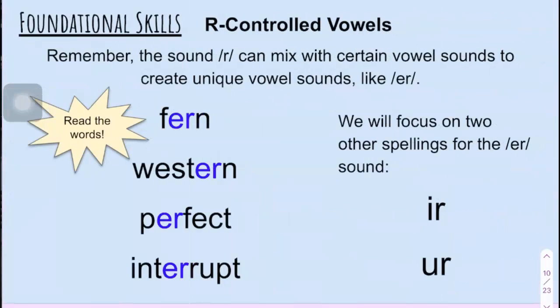Next, we're going to continue with R-controlled vowels. And remember, the sound can mix with certain vowels to create unique vowel sounds like as in fern, western, perfect, interrupt. We will focus on two other spellings for the sound. IR and UR.